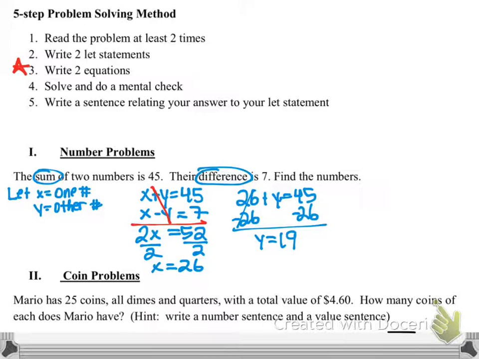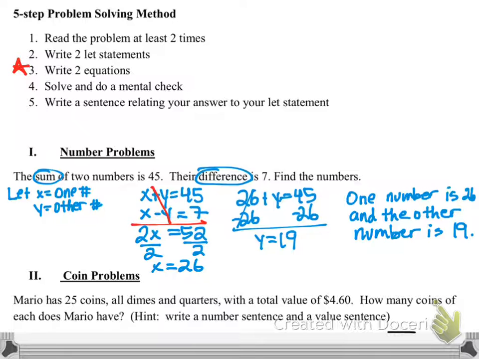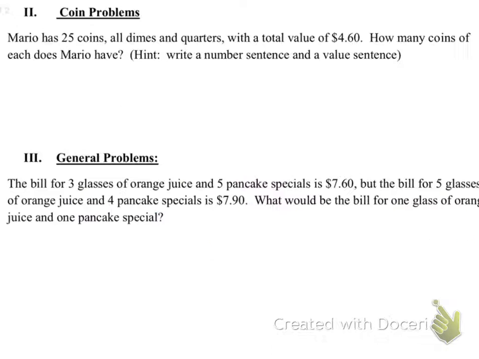Now, I know normally for the other sections for chapter 6, we were supposed to give an ordered pair. But for this, let's just give a sentence since it's a story problem. One number is 26 and the other number is 19. So that's the first type of problems, when they're just talking about numbers, two mystery numbers. If we scroll down, we'll look at some coin problems.